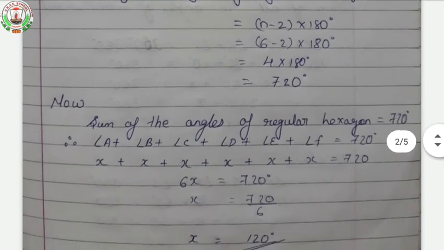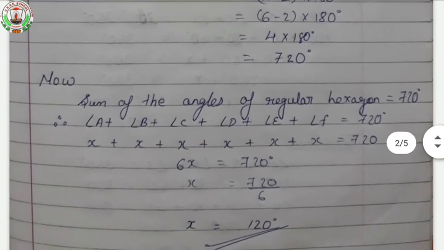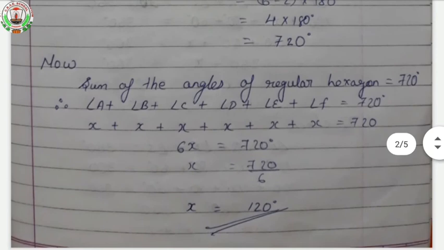That's why we added x plus x plus x plus x plus x plus x is equal to 720. So how many x are there? 6x are there, isn't it? So 6x is equal to 720. Now 6 will come to the denominator of 720. So x is equal to 720 upon 6. So x will be equal to 120. We cancelled by the table of 6. So 720 goes in the table of 6 how many times? 120 times.